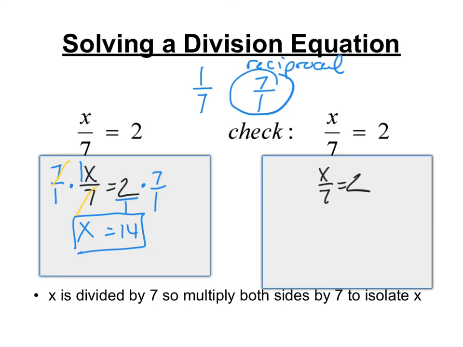Now we can check. I'm going to plug in 14 where I see x. So I've got 14 divided by 7 equals 2, and when I do my math, 14 divided by 7 is 2. So 2 equals 2, and this checks.